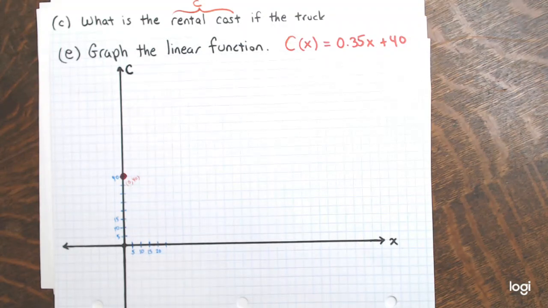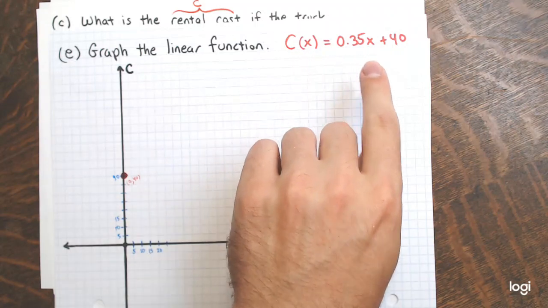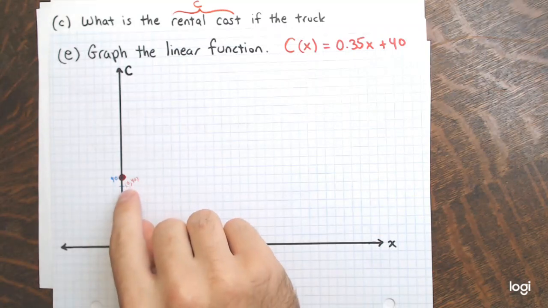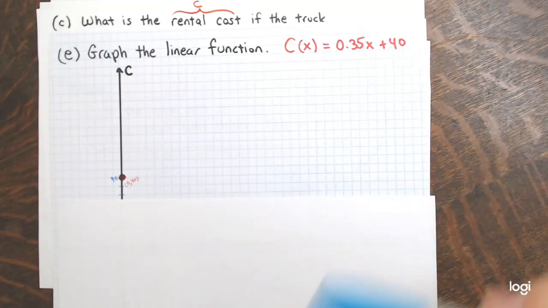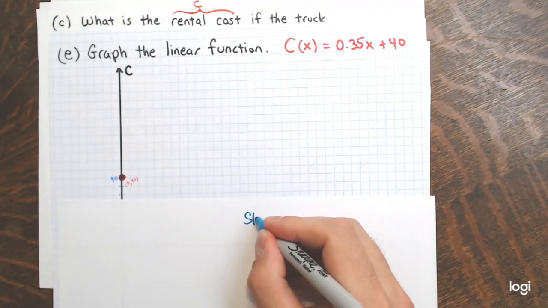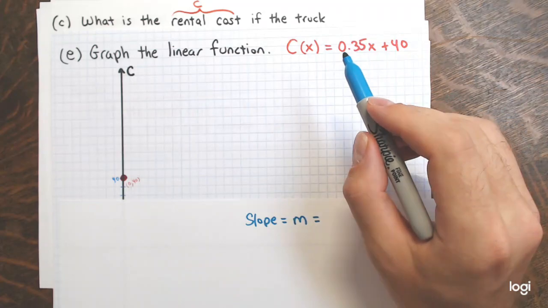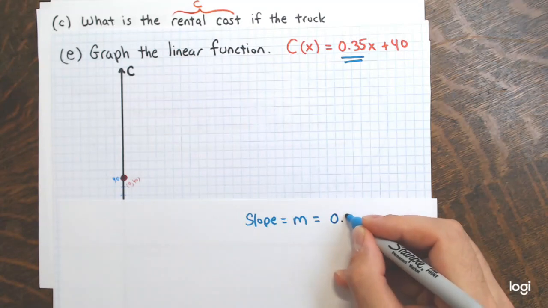But one thing I can do also, I don't need to use those points that I had. I can use the slope. I've put up a video prior to this on graphing a linear function of this form, y equals mx plus b, or C of x equals mx plus b. The way I did it was, you graph the y-intercept, or in this case the C-intercept, and then you can use the slope. Remember the slope is represented usually by a lowercase m, and that was the coefficient of the x. So this guy here, that's the m, the 0.35.